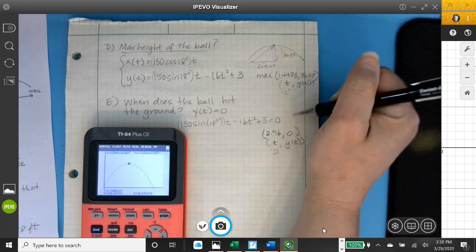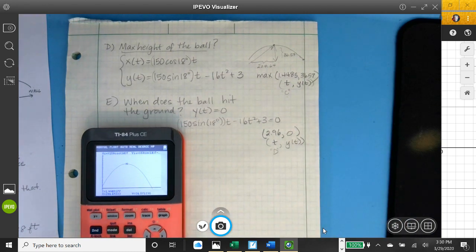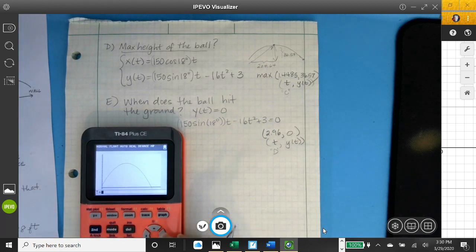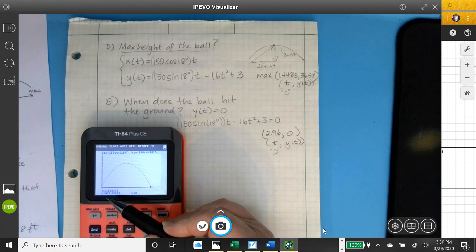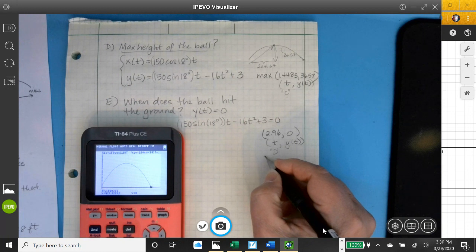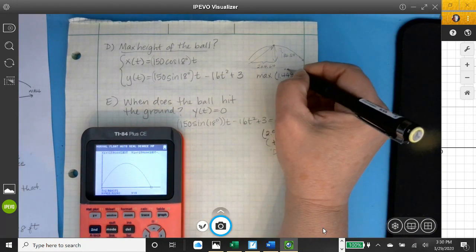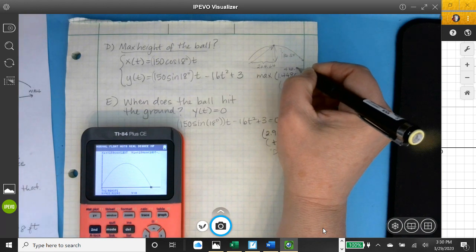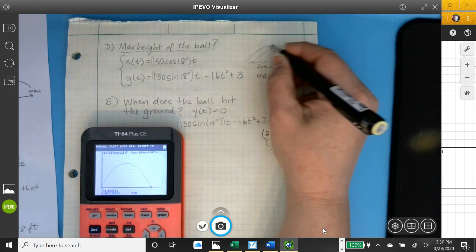All right, what about when I'm on the ground? Where did I store that? I stored that in D. So let's go second calculate, the value of my function when t is alpha D. And look at that, I'm on the ground. And where am I on the ground? At 422.32. This distance here on the ground is 422.32.